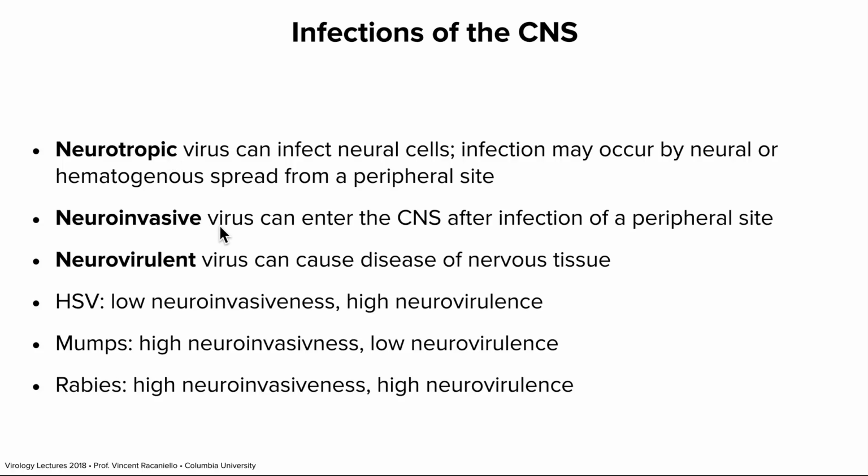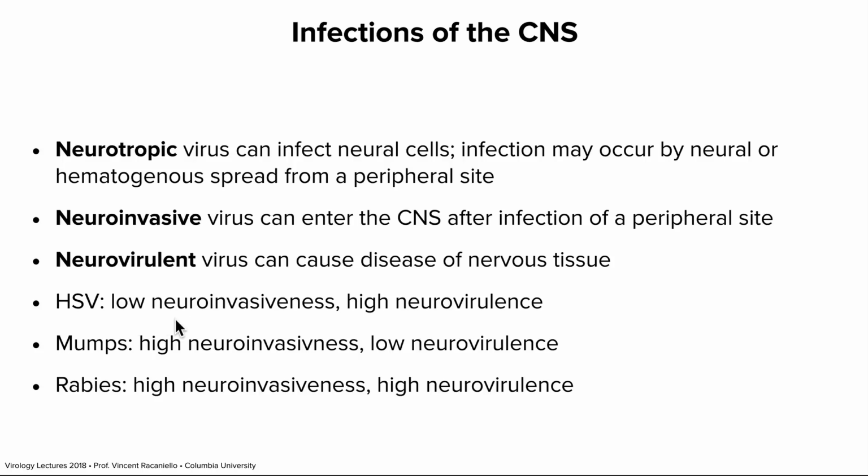Neuroinvasive is the word we give to the ability of a virus to enter the CNS after it's inoculated at a peripheral site. So if we inject virus in the tail vein of a mouse and it gets into the brain, that's neuroinvasive. If we inject virus into a muscle and it gets into the brain, that's neuroinvasive. And finally, neurovirulent is a virus that can cause disease of nervous tissue. So if we inject poliovirus into the brain of a mouse and the mouse becomes paralyzed, that virus is destroying nerve cells. It's neurovirulent. And here's some illustrations to help you distinguish between these three definitions.